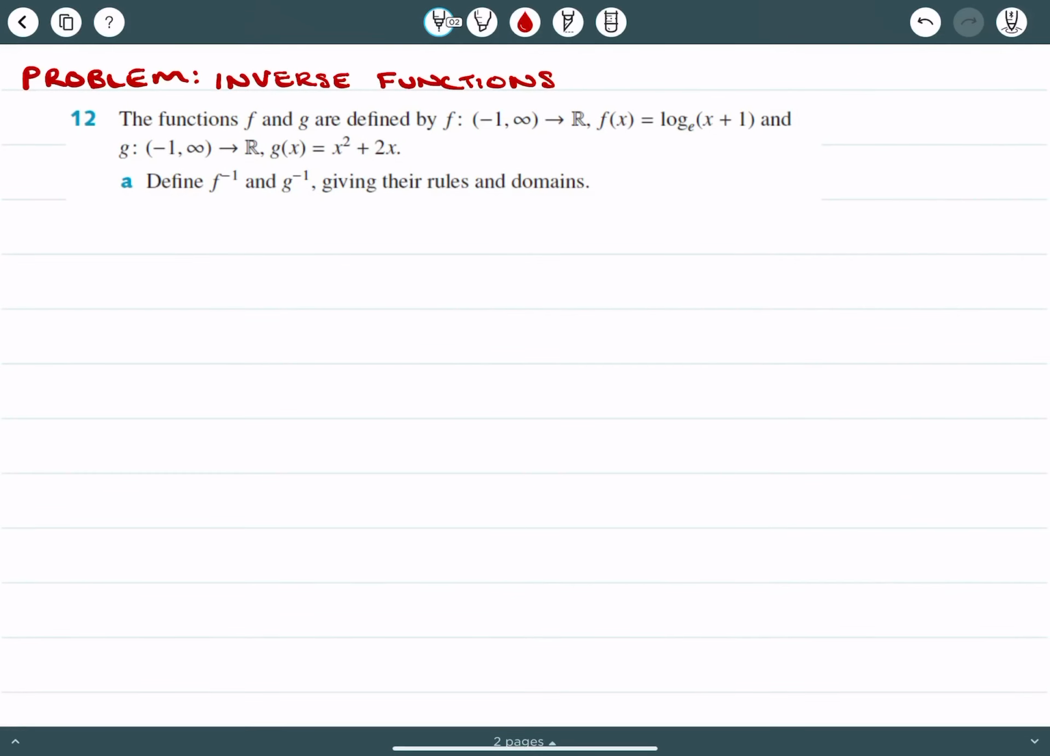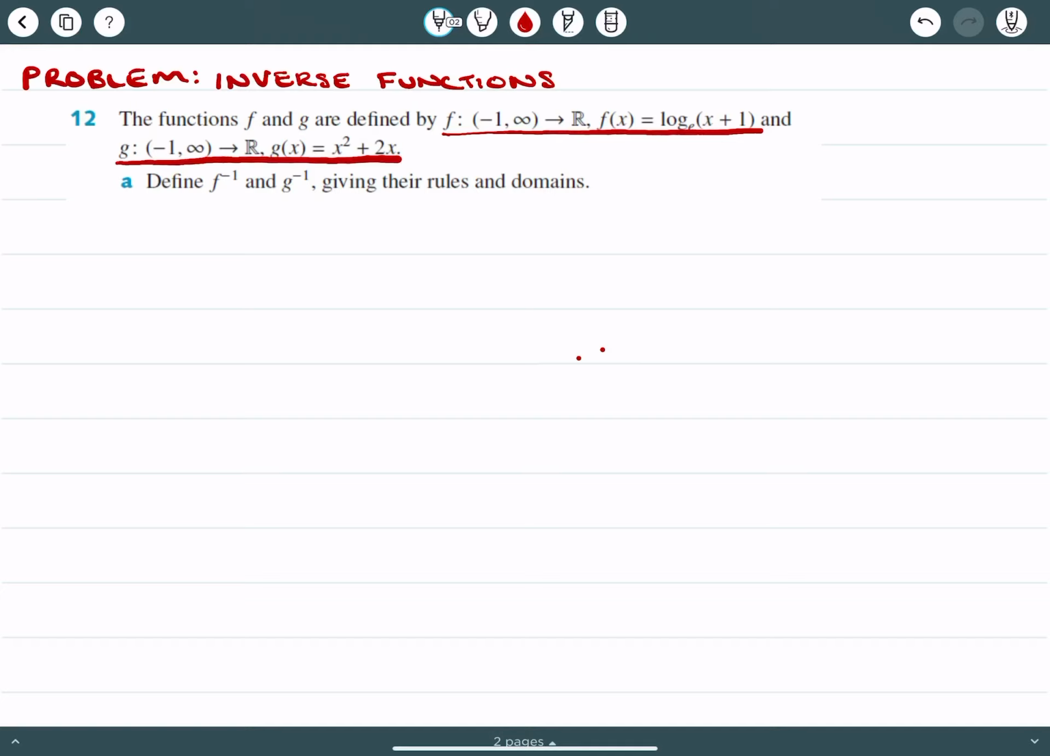Here I have a problem involving two functions, and the question is really asking us to find the inverse functions for both f(x) and g(x). We can see here that f(x) is given with a domain, and its function is log_e(x + 1), and g(x) is also given with a restricted domain, and its function is x² + 2x.